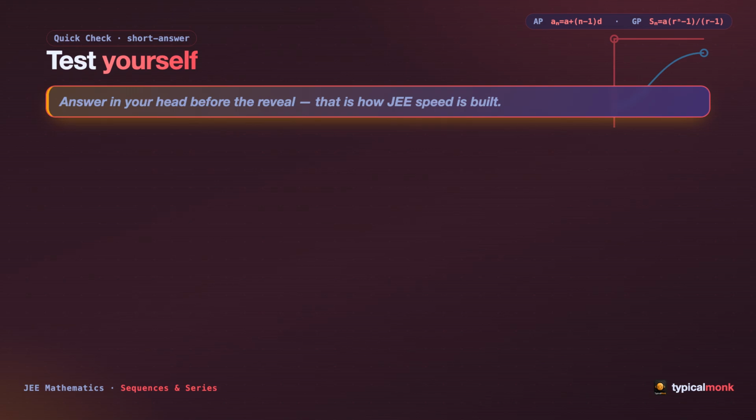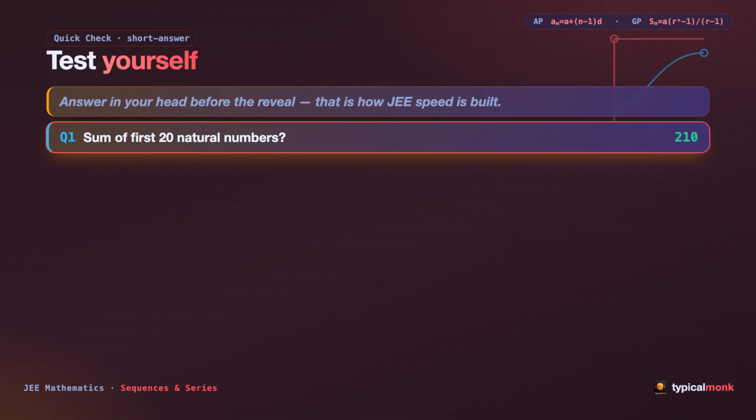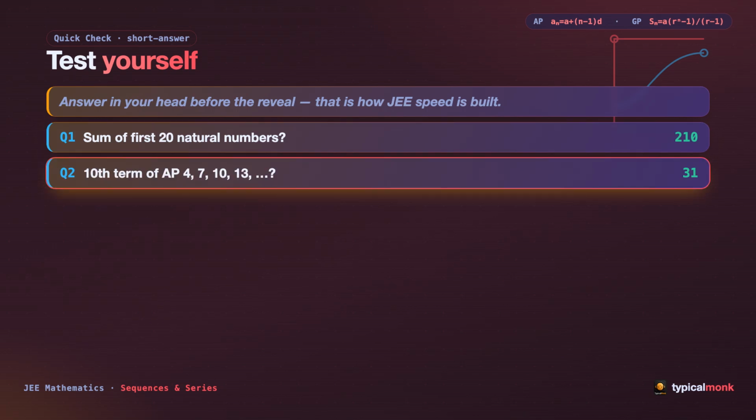Rapid fire. Here is the rule. I ask, you answer in your head before the reveal. No pen, no paper, just the ideas you built today. Question 1. What is the sum of the first 20 natural numbers? 20 times 21 over 2, 210. Question 2. What is the 10th term of the AP 4, 7, 10, 13, and so on? 4 plus 9 times 3, 31.